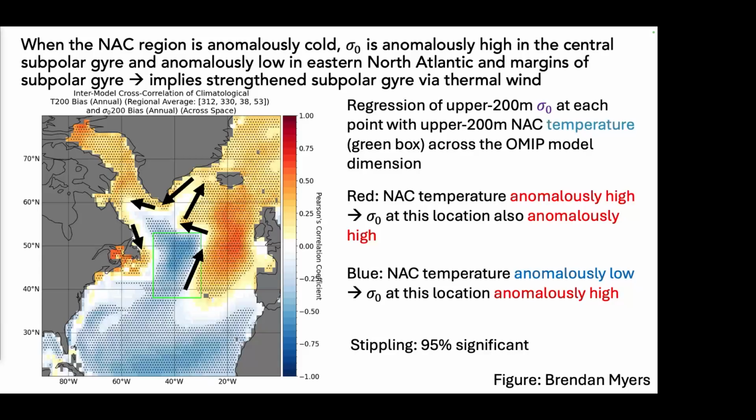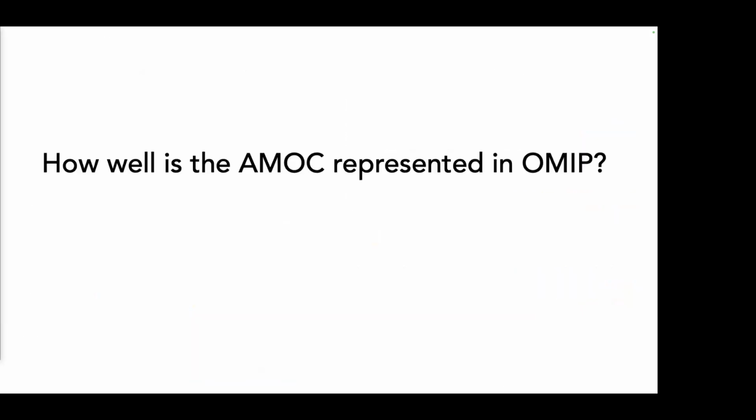So let's switch gears a little bit. We'll come back to these patterns and how they're related in a second, but let's talk about the Atlantic Meridional Overturning Circulation and how it's related to those upper ocean fields.